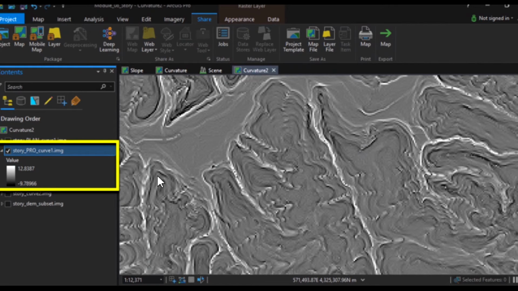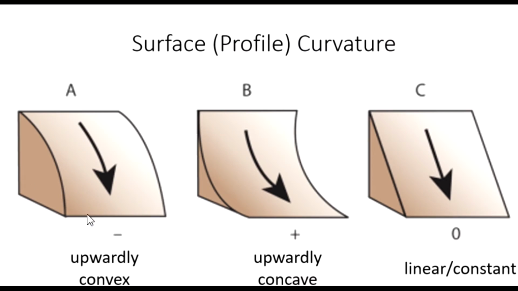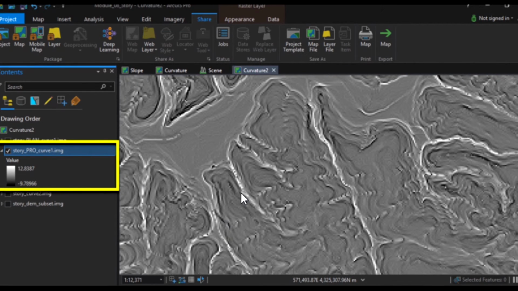This is the output from the profile curvature that we created. Let's take a look at the values first. We see positive and negative. Black is shown as negative and white is shown as positive. Going back to the previous slide, positive is upwardly concave, more of a cup kind of feature. So we think about this: does this make sense? The white areas that we see here, do we see this relating to a cup-like feature? Of course we do. This is where the rivers are.